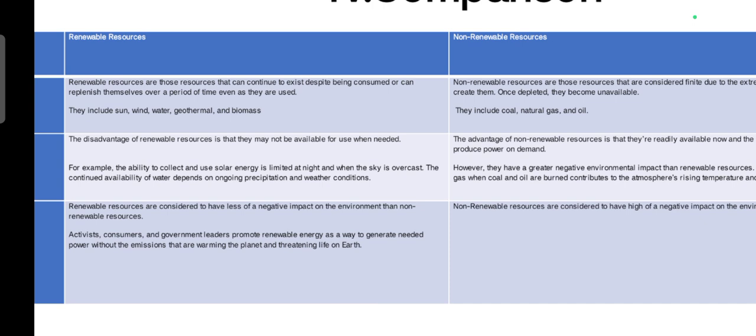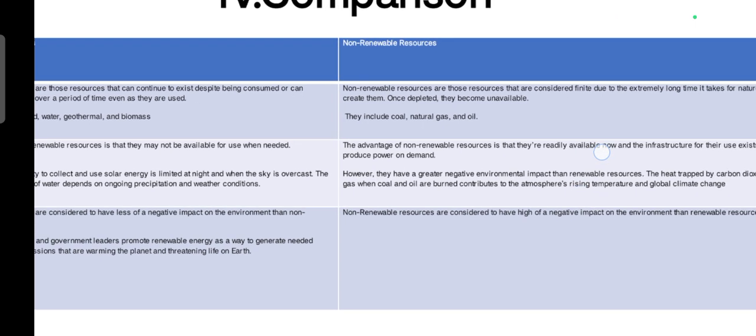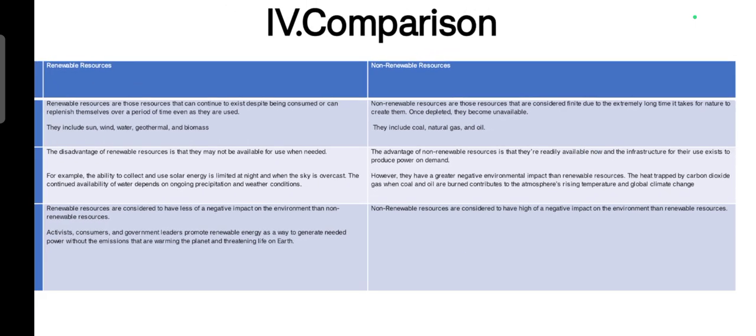Non-renewable energies are those energies that are considered finite due to the extremely long time it takes for nature to create them. Once depleted, they become useless. They include coal, natural gas, and oil.